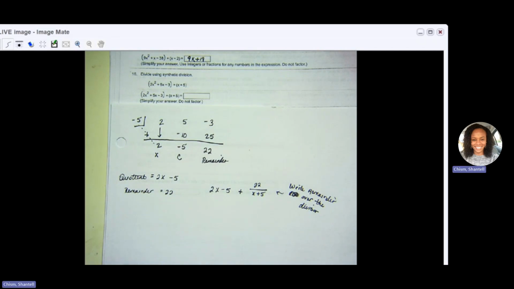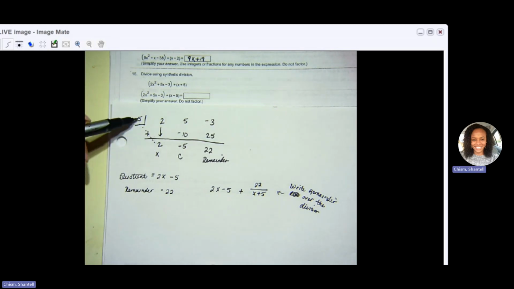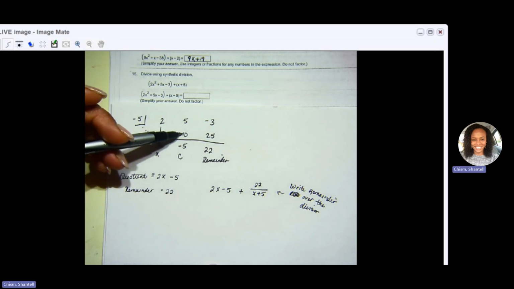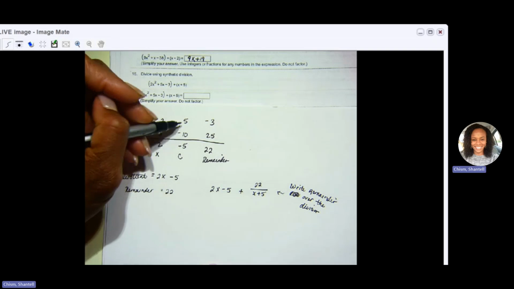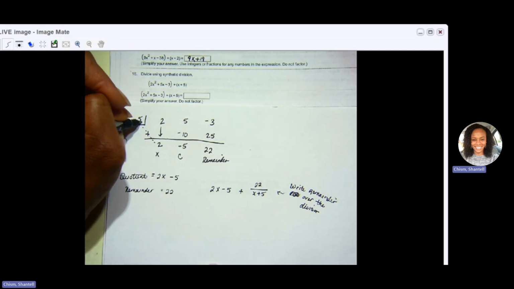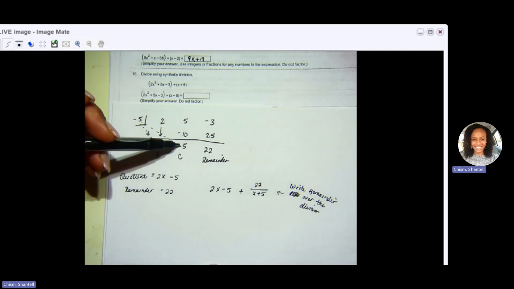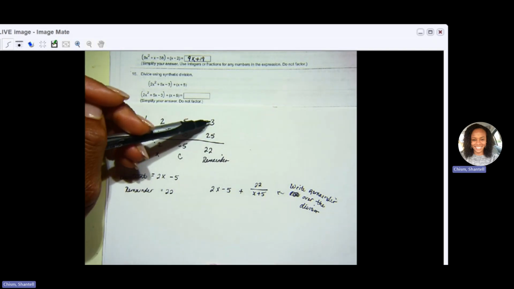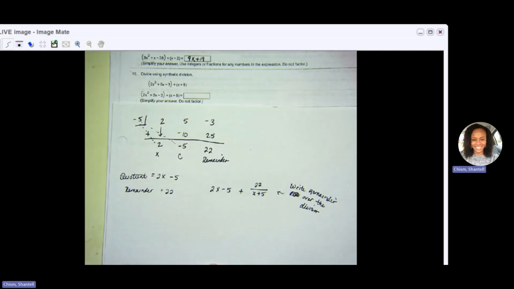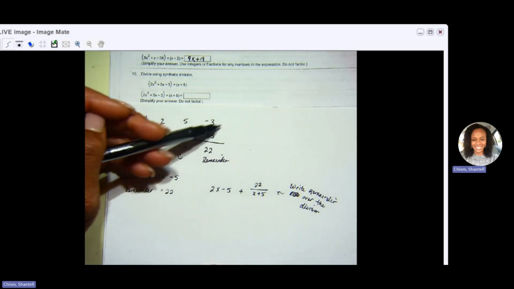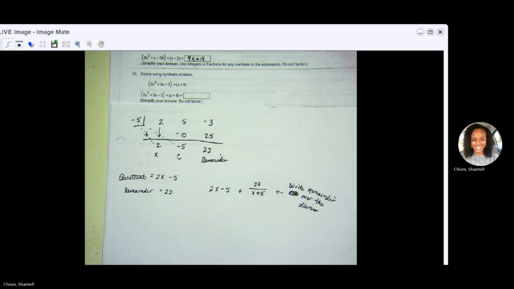That is synthetic division. So again, I brought down the first term, said negative 5 times 2. They gave me negative 10. I put that in the next column right here. Added and I got negative 5. Then I said negative 5 times negative 5. They gave me positive 25. I put that in the next column here. I add, they gave me 22. And then that was the end because there was no other row, no other column. Okay.